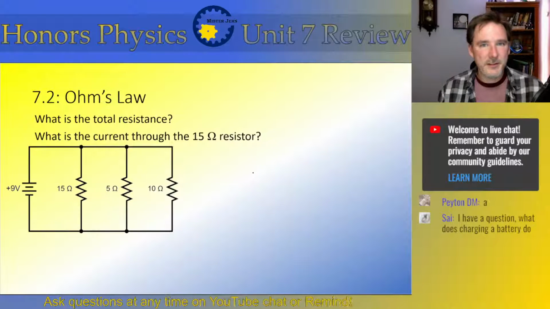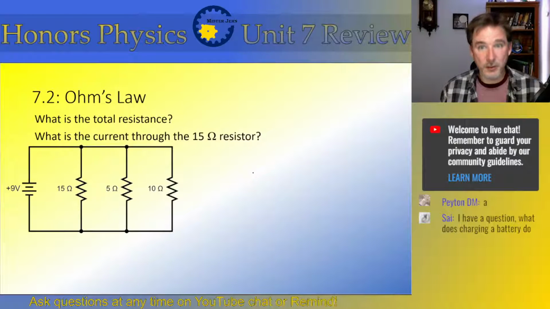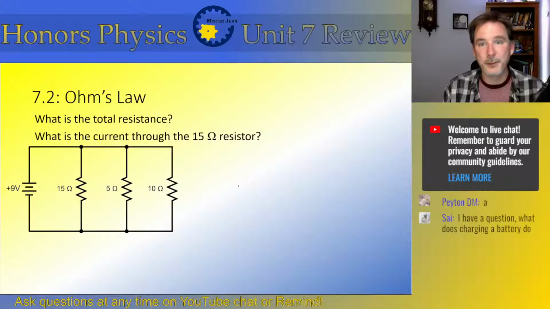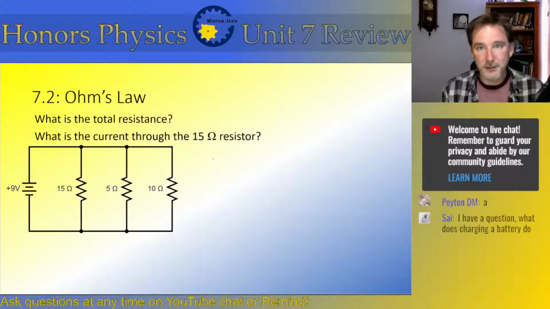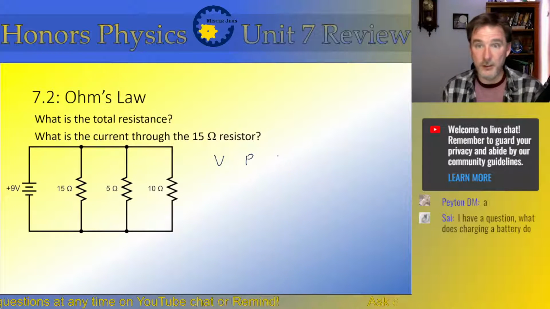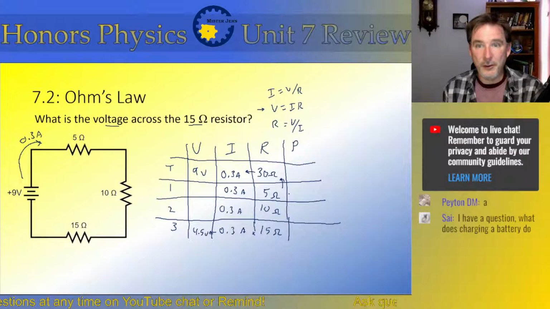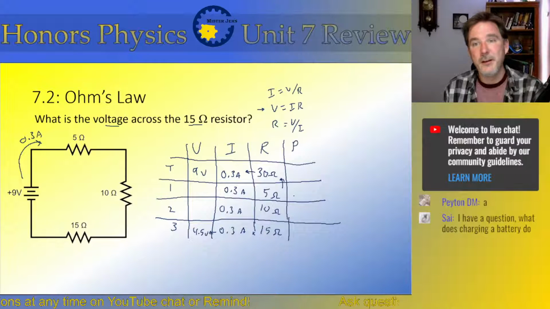All right, what's the total resistance? What's the total current? What's the current going through the 15 ohm resistor again? Okay, once again, let's set up our chart. I notice it's not asking about power. Honestly, I should do power just to make sure I did this right, if you have a moment.